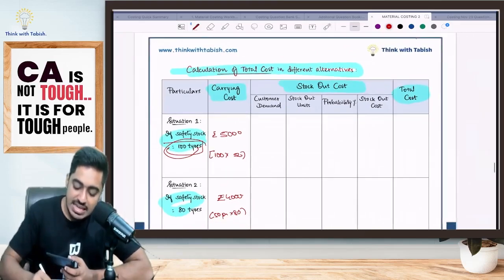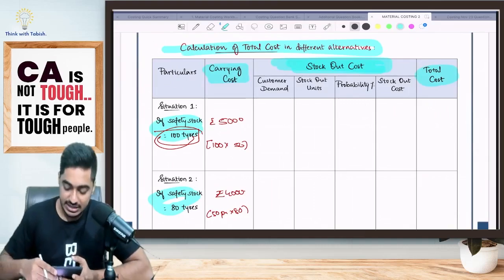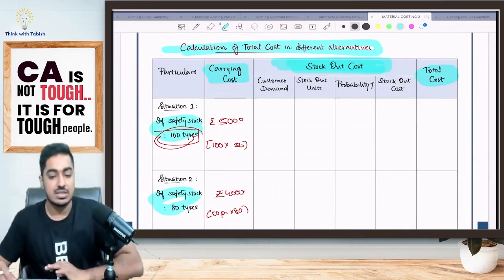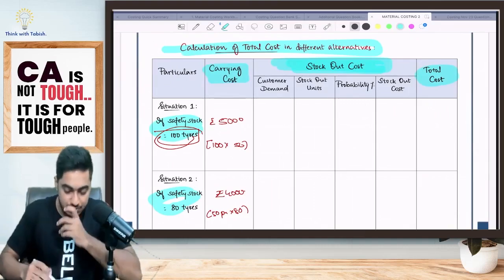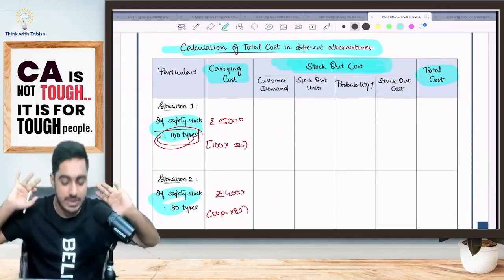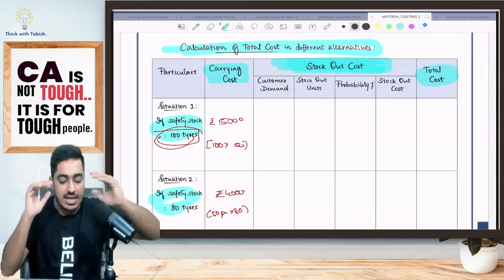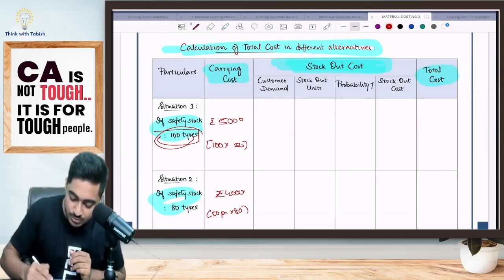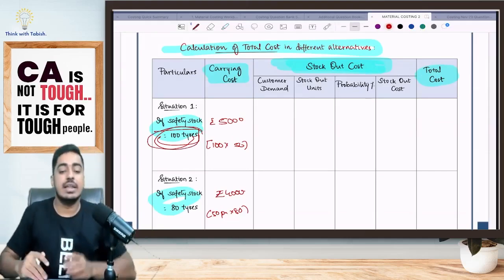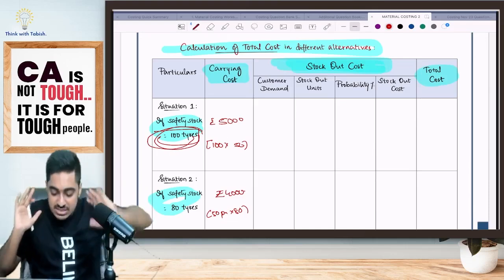Okay, sir. I am incurring one more cost. What cost is it? Stockout cost I am incurring. Pay attention. Understand the first situation. If you understand the first situation, everything else you will do automatically. First situation, what did I decide? I decided how much safety stock I am going to keep, students. I have decided, let anything happen, I will keep maximum safety stock. 100 tires I am keeping as safety stock.